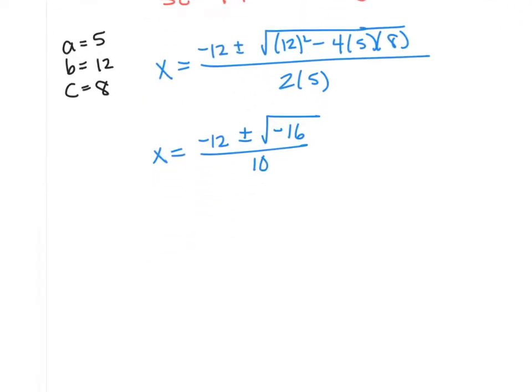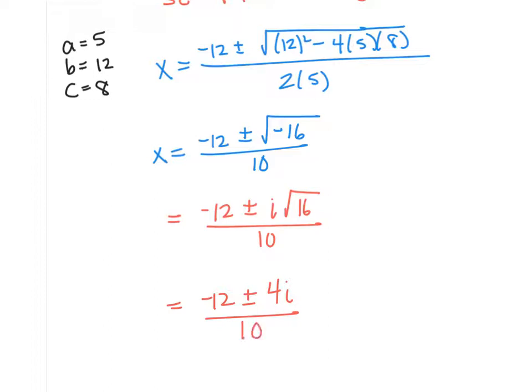Alright, so when we did these problems in Algebra 1, we simplified this a certain way. Now that we're in Algebra 2, let me show you how we'll get a simplified answer. What we're going to focus on is simplifying our square root right there. Well, it's the square root of a negative number. So now that we know about our imaginary number i, we can bring in i, square root of 16, all over 10. And now, do you know what the square root of 16 is? And I know that you do. So that's going to be negative 12 plus or minus 4i all over 10.